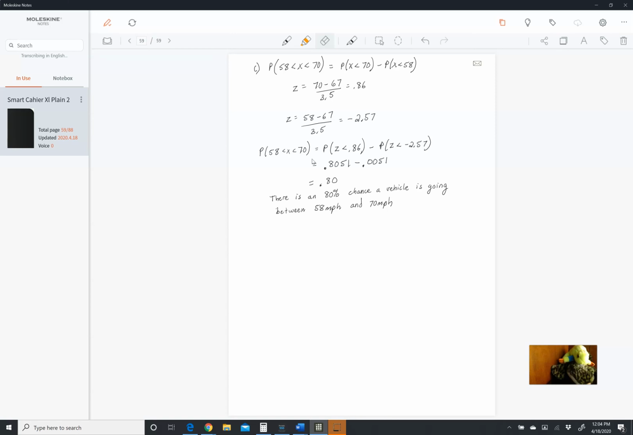Okay, let's take another example. Let's say the average time a person spends in a supermarket on any given trip is 43 minutes with a standard deviation of 12 minutes.